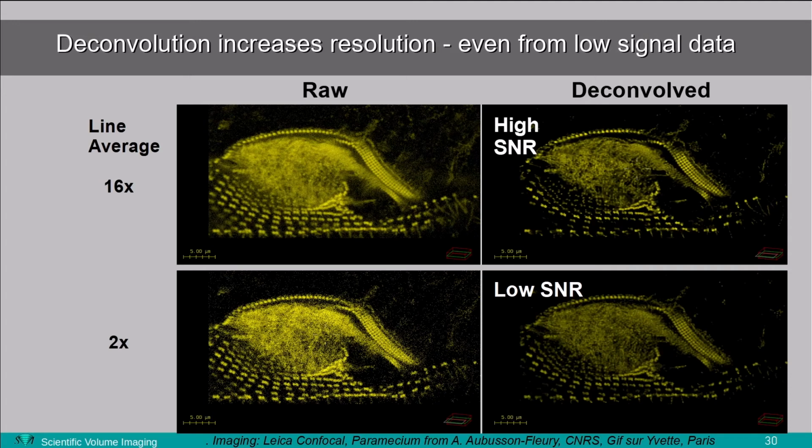So Huygens not only improves the contrast, but also the resolution, even from low signal data. And here I want to make a point: if you use high line averaging, so sample the image 16 times with line scanning and average that signal, then you get a result with a high SNR setting in Huygens that looks like this. But the 2 times line averaging isn't that much worse. So if you have low signal, it is of no problem if you use Huygens deconvolution after that.